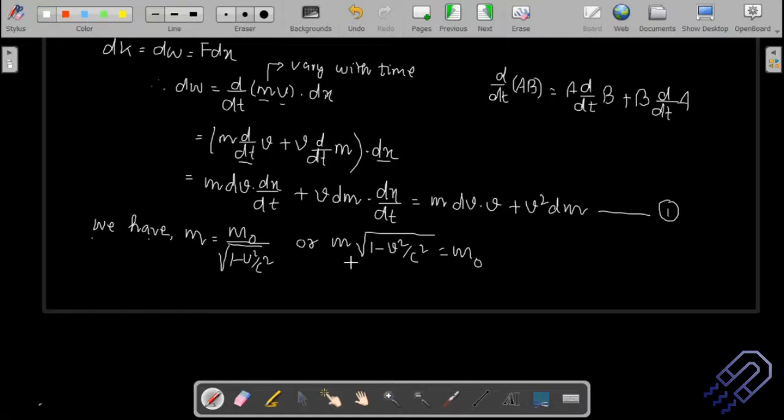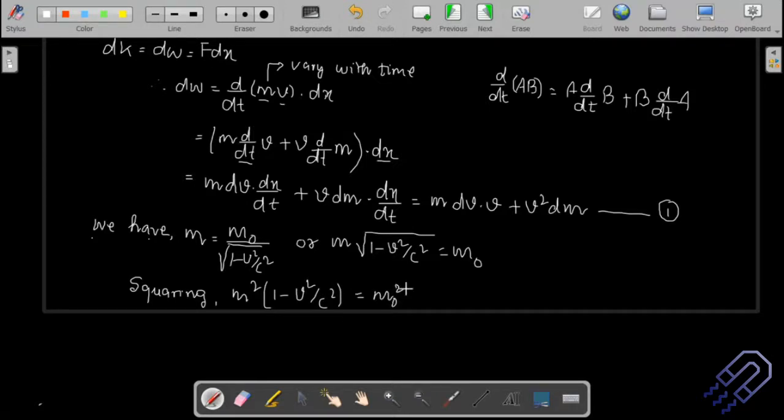Right? What we can do is we can try to modify this a bit. I'll tell you why we are modifying, so we'll soon know it. So what we are going to do is squaring on both sides. If we square on both sides, we are squaring this term. So this is m square into 1 minus v square by c square is equal to m naught square.